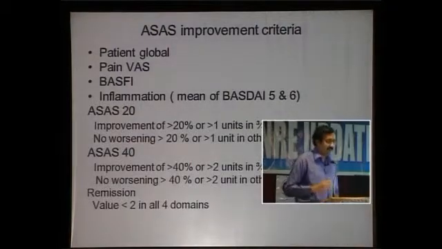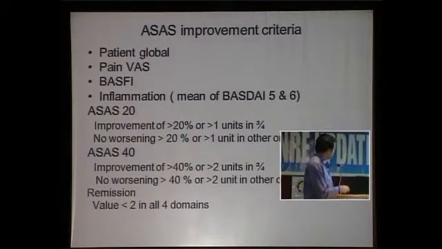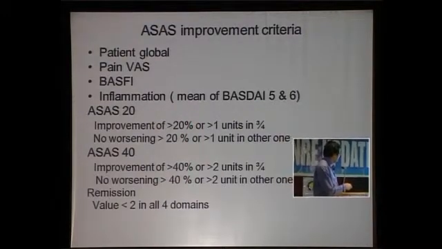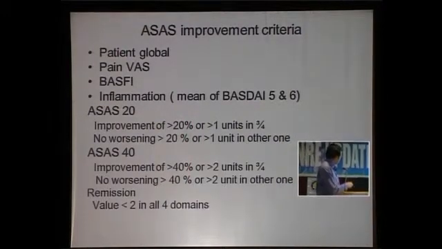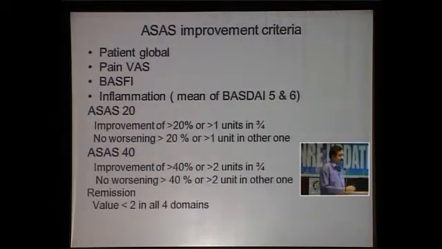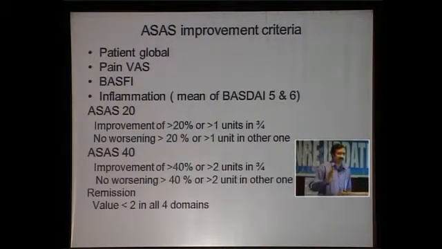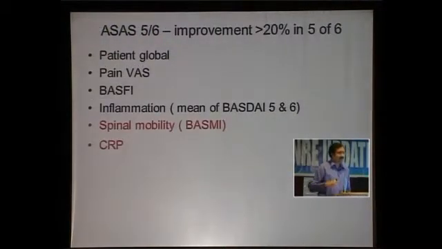And what they have done is they have devised 2 things, ASAS 20 and ASAS 40. If you have 20% improvement in most of the things, the patient has an ASAS 20 response. If they have 40% improvement, they have an ASAS 40 response. And remission means a value less than 2 in all 4 domains. If the visual analog scale values are less than 2 in all 4 domains, you can say that the patient is in ASAS remission.